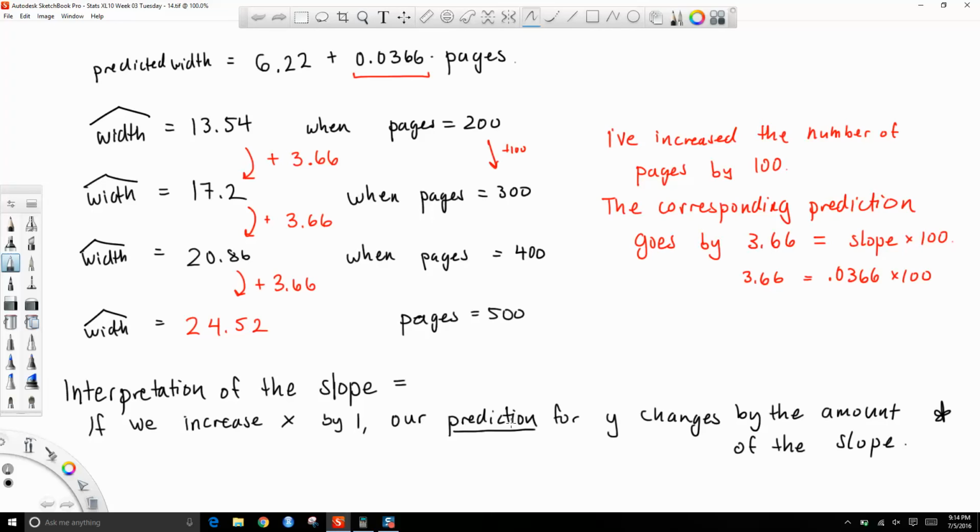All we're saying is that our prediction, which is kind of based on the overall trend and relationship between the number of pages and its width, our prediction would change, okay? But it doesn't necessarily mean that if I have a 300-page book over here and a 400-page book over here, that the 400-page book is definitely 3.66 millimeters more, okay? It might be even wider, it might be less wide, who knows, okay? But overall, looking at the overall relationship between all the books, we would predict y would increase by the amount of the slope, okay?